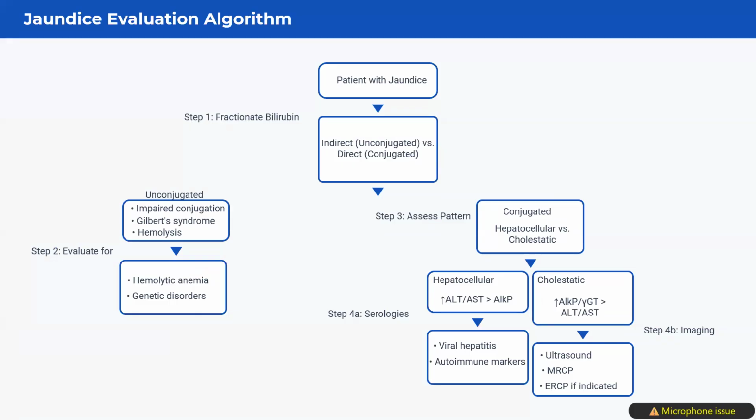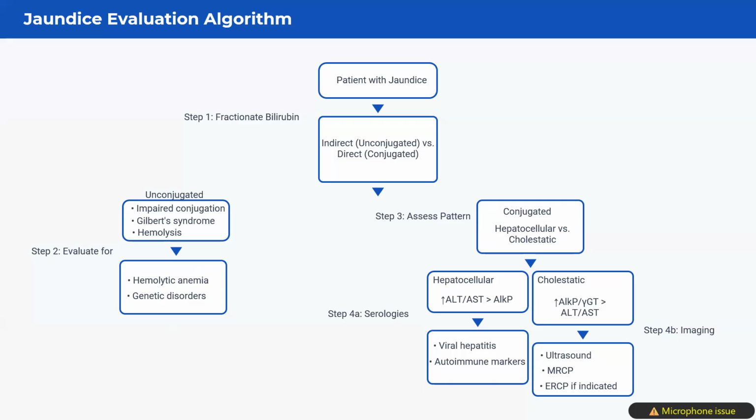Okay, so what's the algorithm if a patient presents with jaundice? Well, step one, you want to fractionate the bilirubin. So the first and most critical is to determine, is this unconjugated, that is indirect bilirubin that has not yet passed into hepatic circulation, or is it conjugated bilirubin that has already been processed by the hepatic sites?